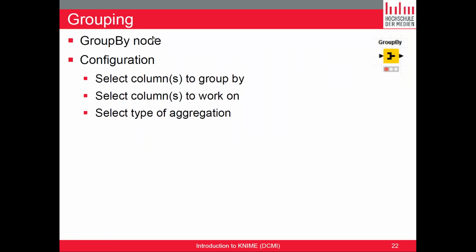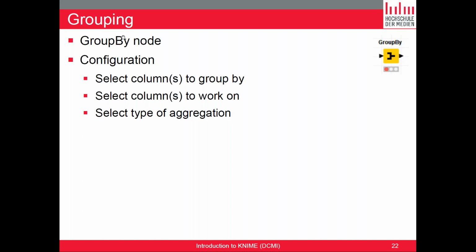The most common, or one of the more common ways to deal with data, is to aggregate data and group it by a certain attribute. The group by node of KNIME fulfills this function and is very powerful. Its configuration is done in 3 steps.